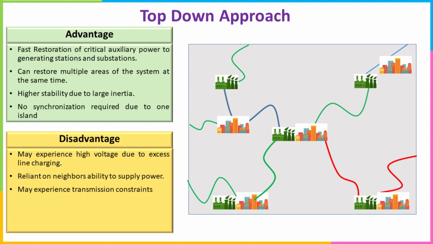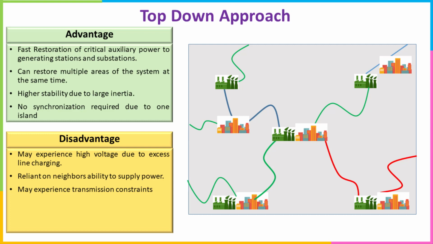So the advantage is fast restoration of critical auxiliary supply to generating stations, and you can restore multiple areas of the system at the same time. You can restore this area, that area, wherever substation power is available from the neighboring system. So you can stabilize, with higher stability due to the larger inertia of the remaining system which is already in service. No synchronization is required here, because if you are supplying from the rest of the system, all are running at the same frequency.